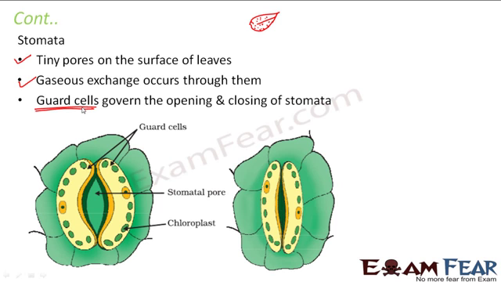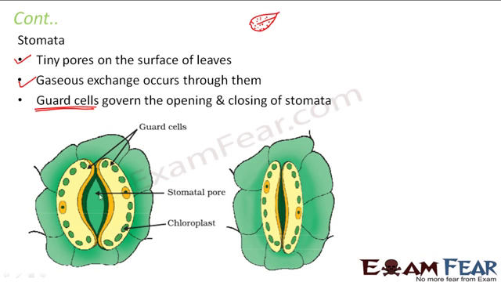Let us look at how the guard cells look. Here you can see two bean-shaped cells. They are the guard cells. Here this gap is the stomata or the stomatal pore. Right? And now if you want to see chlorophyll also, you can see the green colored organelle, that is the chloroplast. Inside this chloroplast is present the chlorophyll.